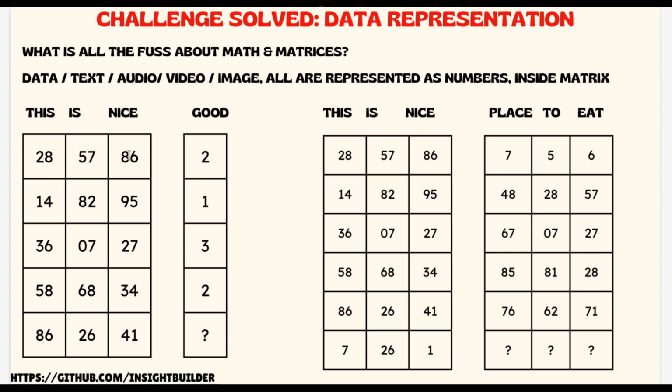How these numbers get converted is not something that you need to really care about. All you need to know is that the word "this," the word "is," the word "nice" will be represented as numbers, and those numbers will be inside a matrix, like the matrix here. A matrix is nothing but numbers having rows and columns.